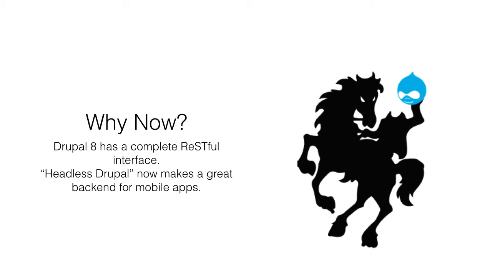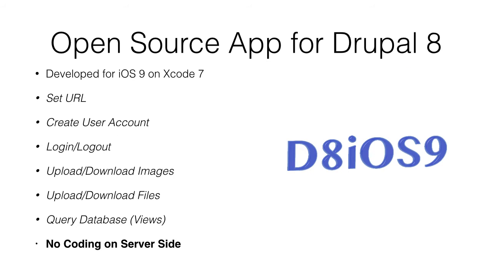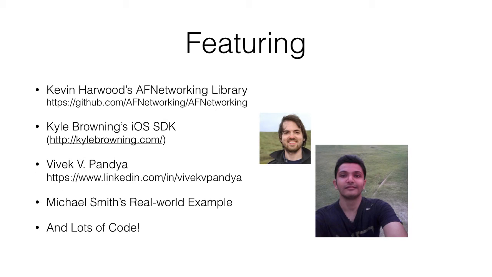Now, what's special about this release is it comes with a complete RESTful interface, and they call it headless Drupal, which now makes a great backend for mobile apps. So what we're going to present is an open source app for Drupal 8, developed in iOS 9 using Xcode 7, with all the basic functionality. Set your URL for your website, create a user account, log in and log out, up and download those images and files, and also do database queries with no coding on the server.